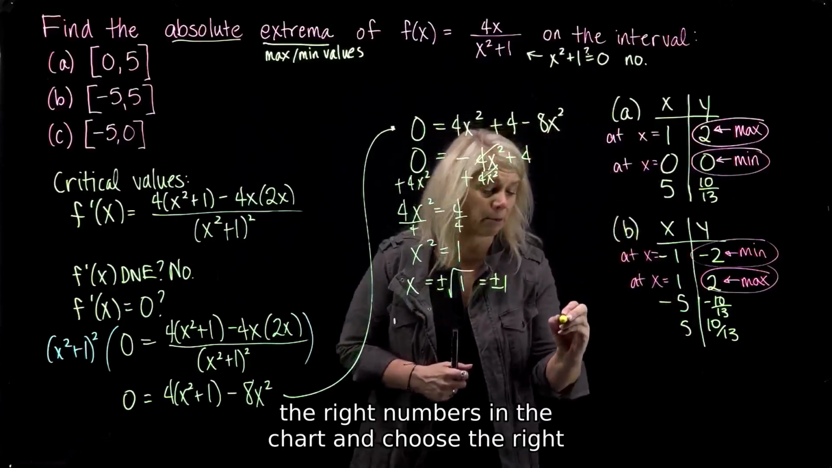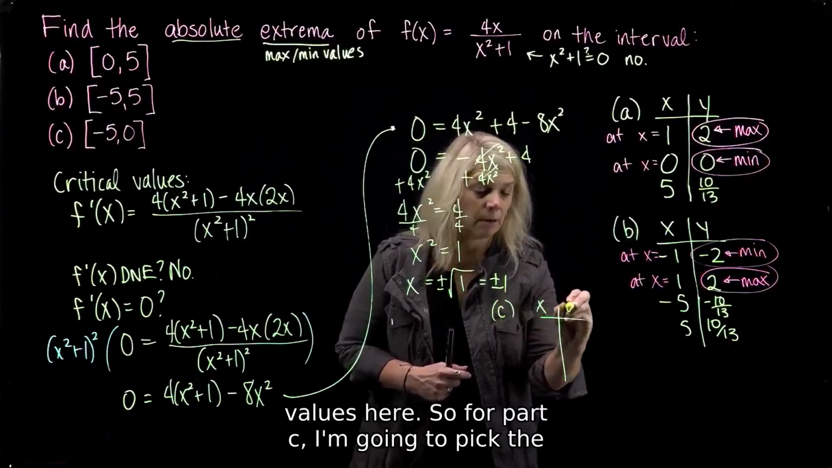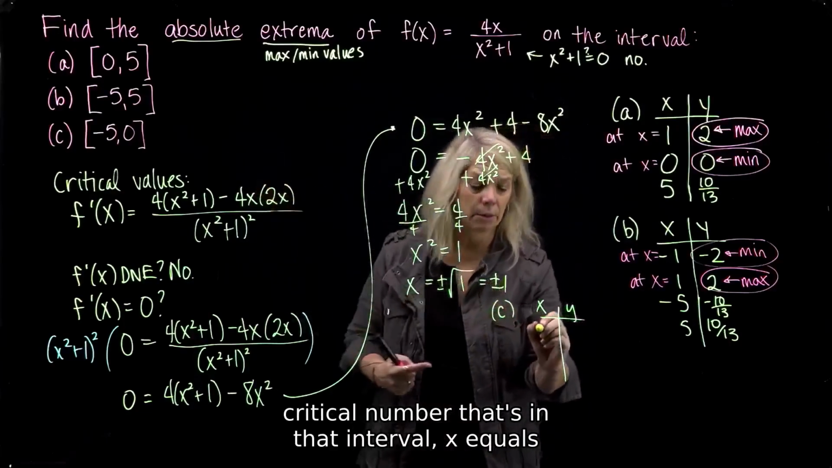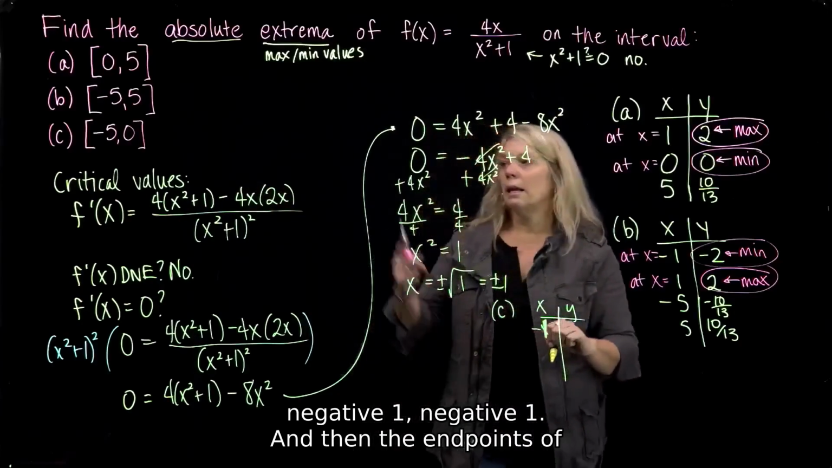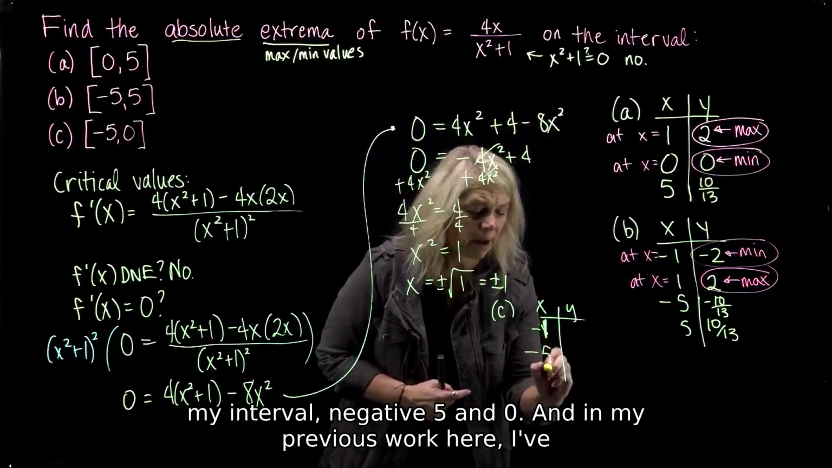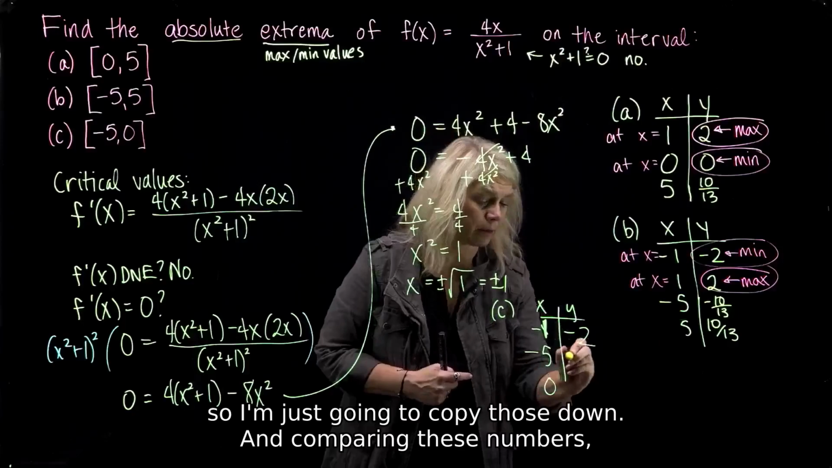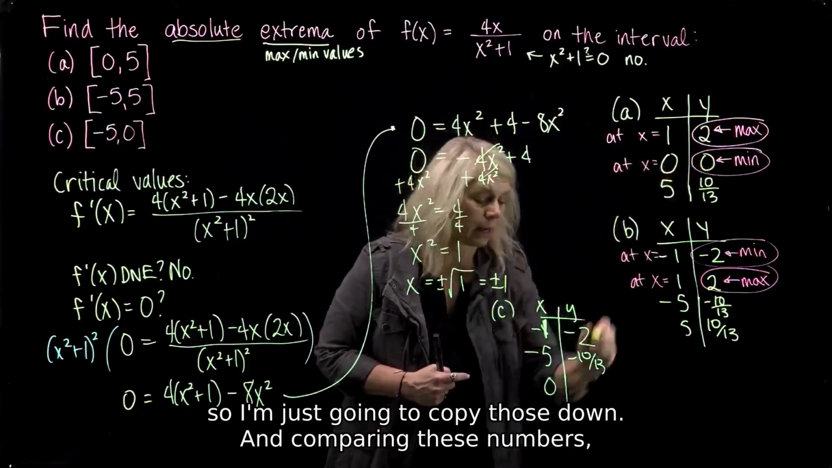All right, part C, now I've done most of the work here. I just need to put the right numbers in the chart and choose the right values here. So for part C, I'm going to pick the critical number that's in that interval, x equals negative 1. And then the endpoints of my interval, negative 5 and 0. And in my previous work here, I've got the y coordinates already, so I'm just going to copy those down. And then for 0, we got 0.